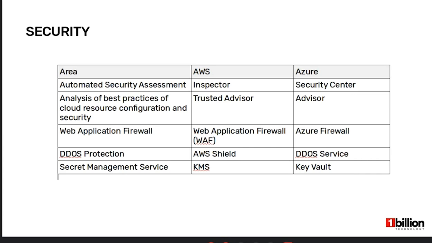And when it comes to recommendations, there's AWS Trusted Advisor. In Azure, this is called Advisor. Firewall, both are the same concept. DDoS protection, Shield and the DDoS service, same concept. Security management, KMS and Key Vault, same concept. There's no difference in that, right?